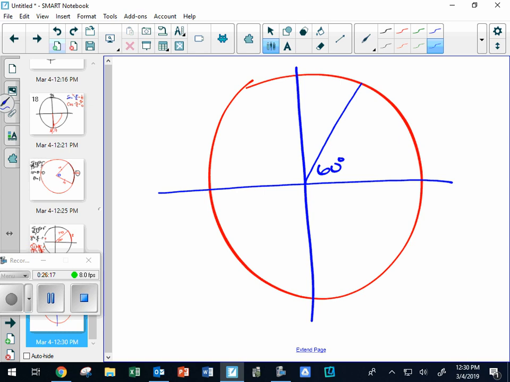60 degrees. And this is a radius of 5 inches. Then how long is the associated arc length? How long is the arc length? There's a formula for that.